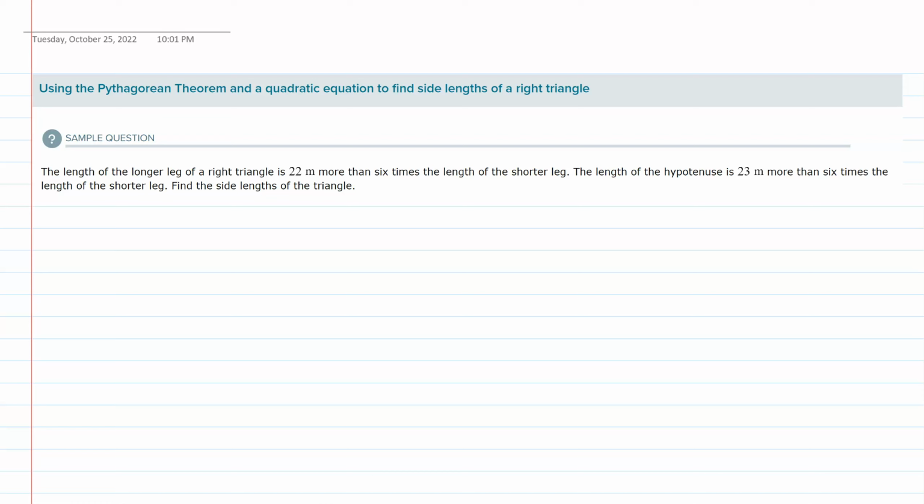All right, so what we're going to try to do is use the Pythagorean theorem to find the sides of a right triangle. So since we know it's a right triangle, let's draw it.